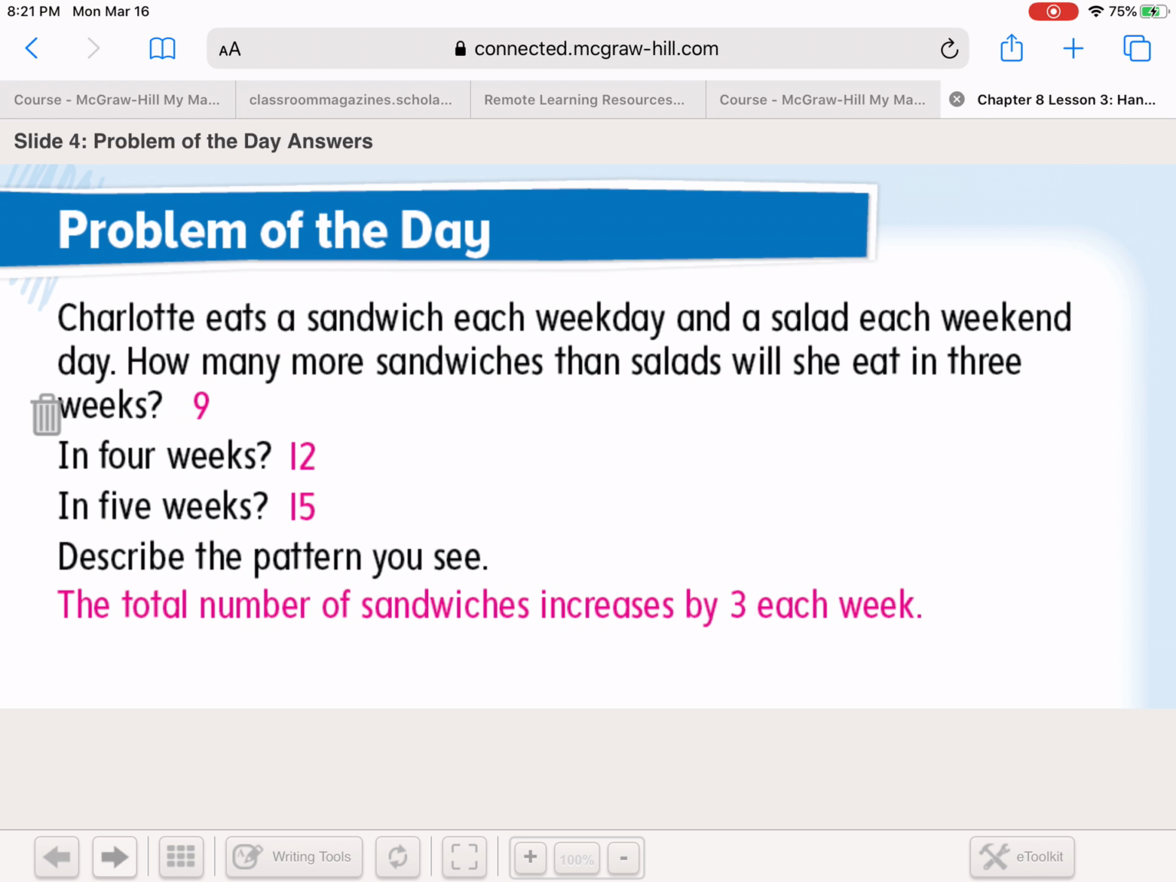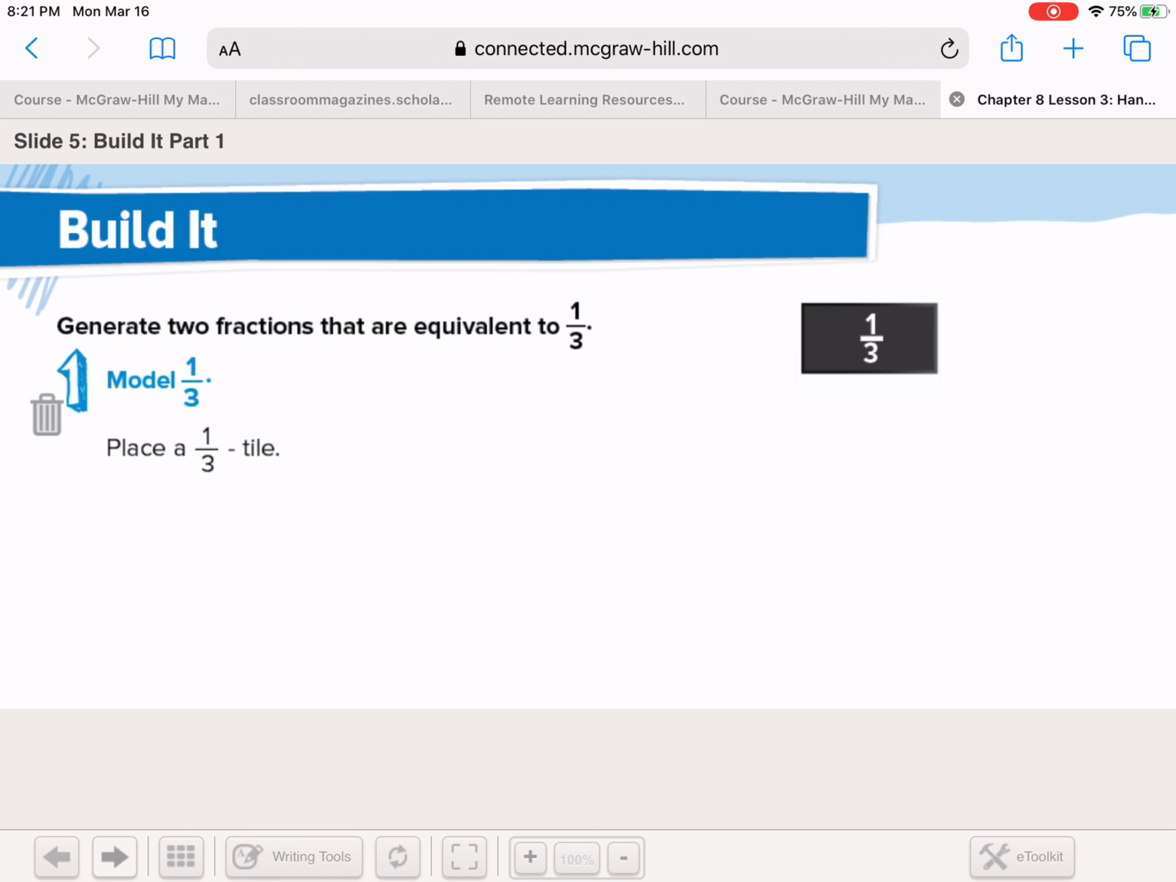Total number of sandwiches increases by 3 each week. So she goes from 9, 12, 15. So add 3. All right.